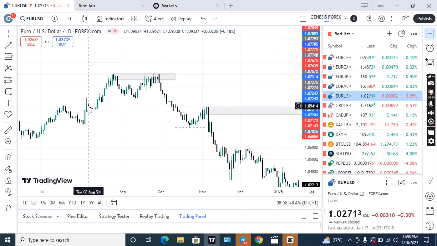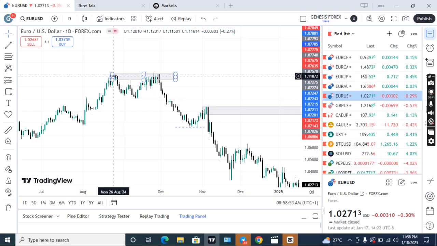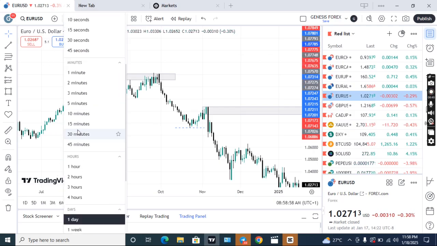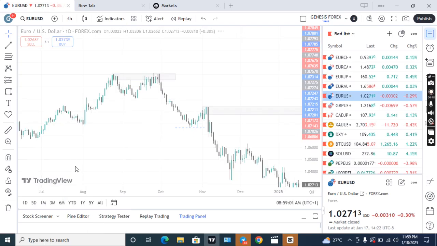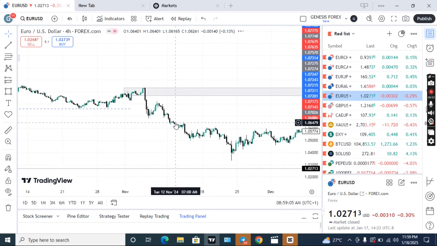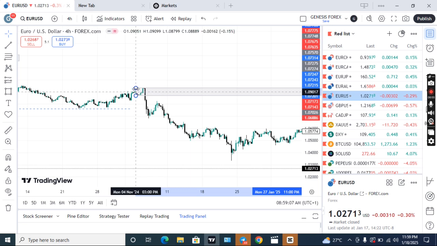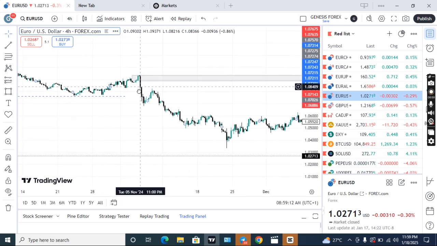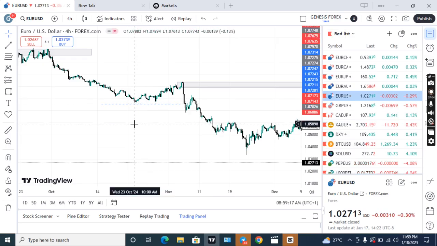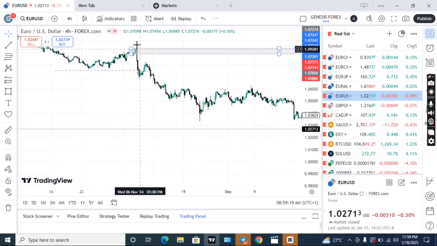So in this case, you see that the market broke structure at this point. This particular order block broke this structure. Let's go to the 4 hour time frame for more clarity. So we have our order block at this point here. This order block broke this particular structural low.